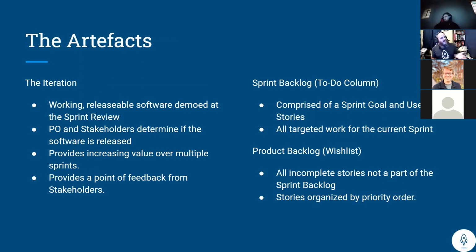Just mentioned all these, but the iteration is the working thing. The product owner and the stakeholder determine if that iteration is going to go out the door. The iteration provides increasing value over time. A great example of this is if we were asking for a car or something to go. If I hand you a skateboard, it's not what I wanted, but it's the thing that works. Then the next iteration, I hand you a skateboard, but it's got a pair of handlebars attached. That's improvement. It's increased value. So on and so forth.